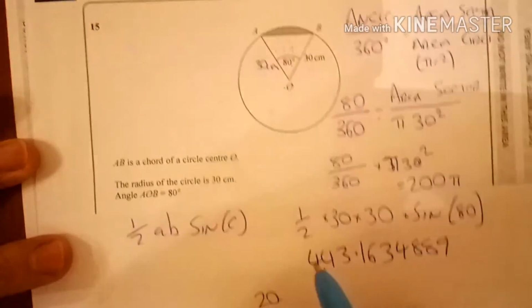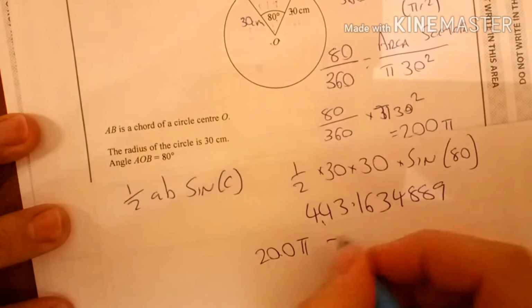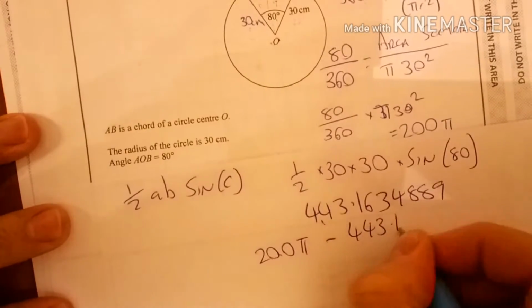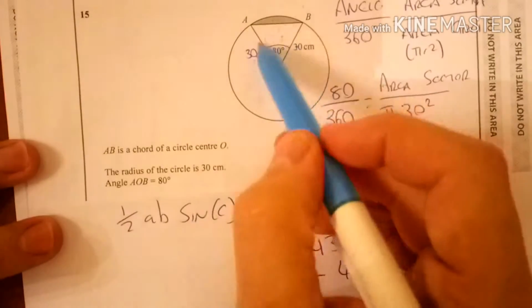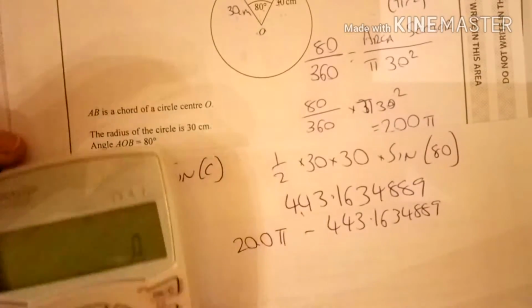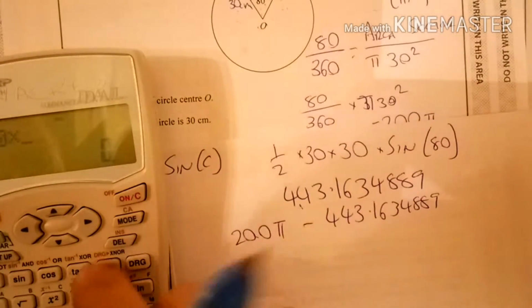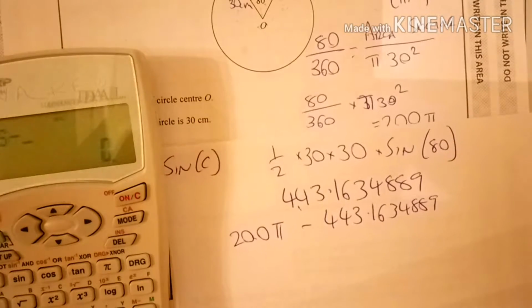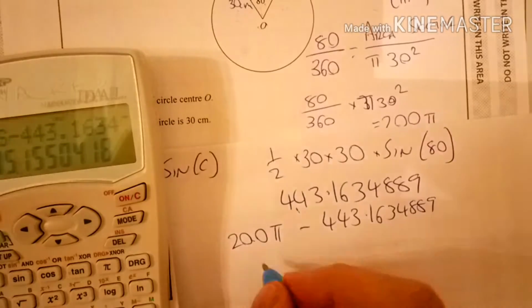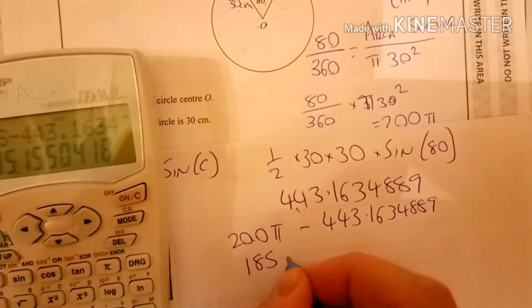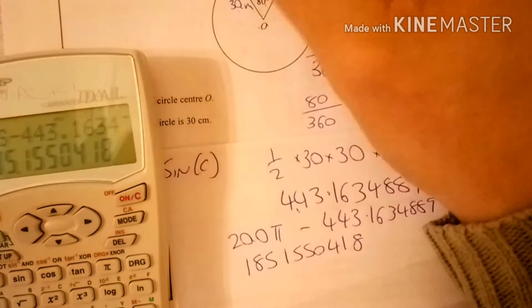Okay, what we need to do now is to get all of it, which is 200 pi, and subtract from it this big number, 443.1634889, and that will give us the area of this little bit here. So it's calculator paper, so I'm going to do it on the calculator. So 200 pi minus 443.1634889. I'm just doing it for accuracy. I've got 185.1550418. Now it's just this little bit here.